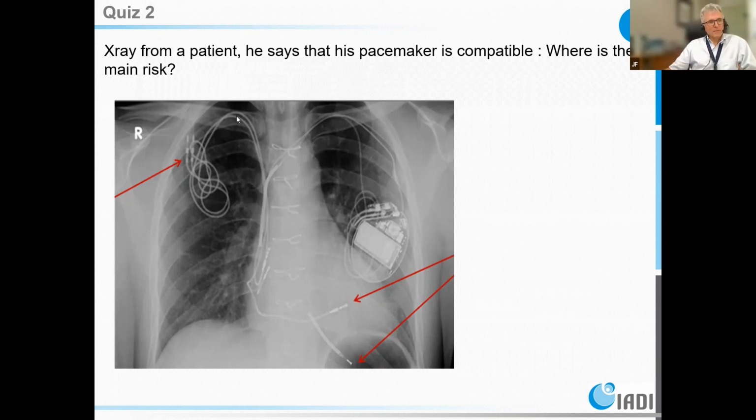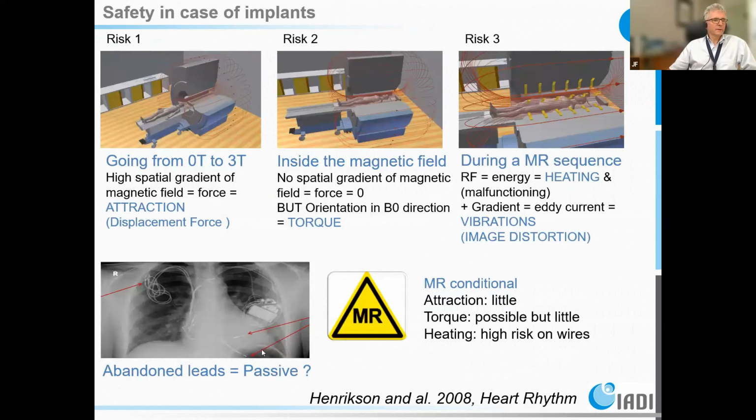But what I mentioned here are abandoned leads. If you change the pacemaker, you bring new leads, and the old leads you cannot remove, and they are still in the body, and this is dangerous. The pacemaker was compatible with MRI, but not the leads, and this is dangerous here. Attraction when you go inside, torque: the system will move a bit, but this is more or less under control. Vibration, you can destroy the system. But here it's the abandoned leads. They are passive conductive material inside the body, which is not under control.